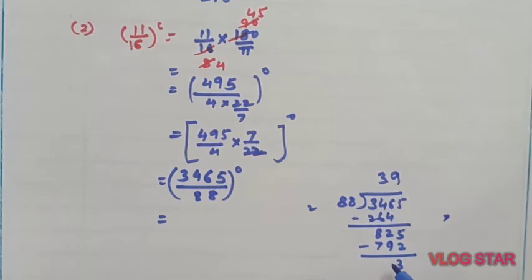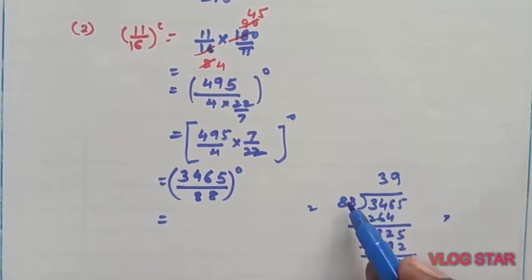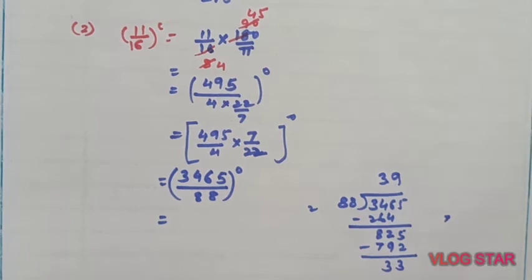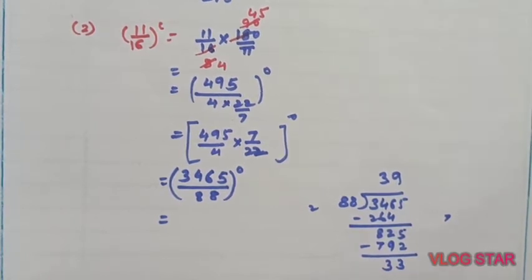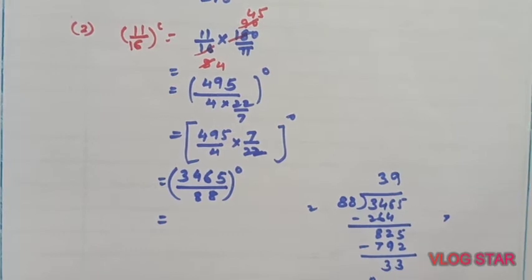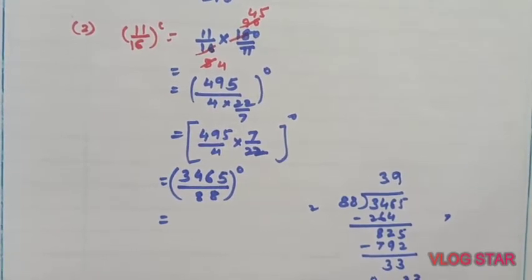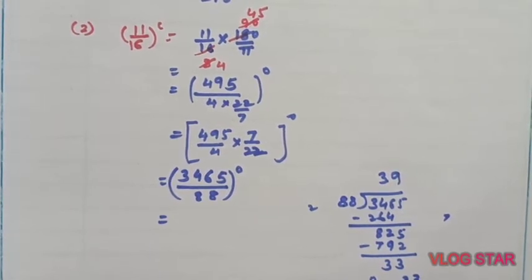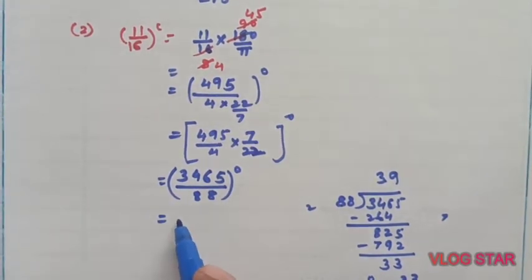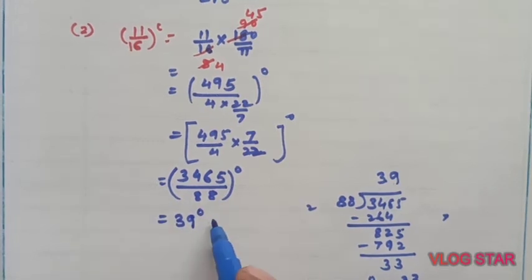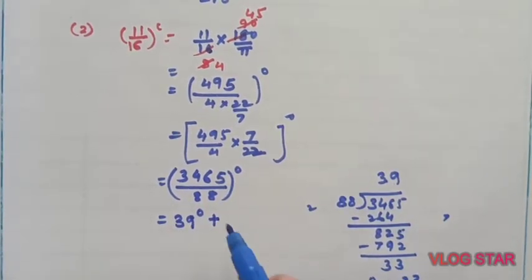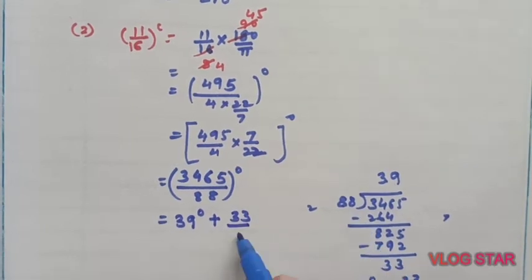So 12 minus 9, 3. This is 0. 33. Isn't it? So 33 is smaller than 88. So what you got? This is 39 degree. And the fraction, what is the remainder? 33 is the remainder out of 88. So 39 plus 33 upon 88. So this part is again in fraction. So I will write here: 39 degree complete, and the fraction is remainder 33 and divisor 88.